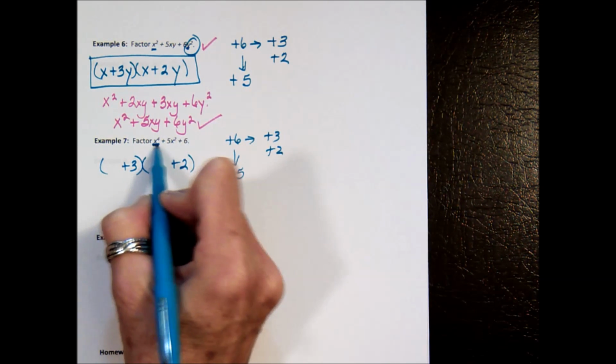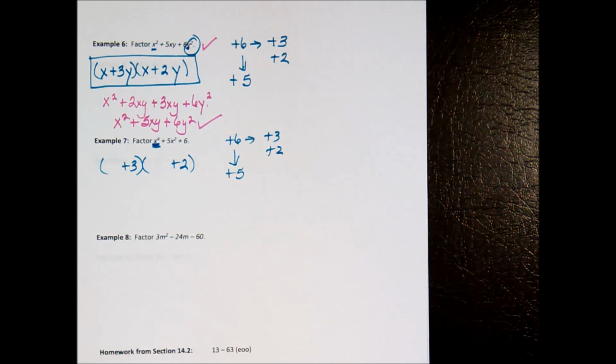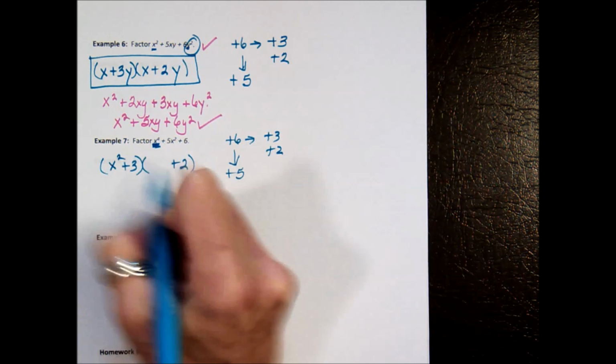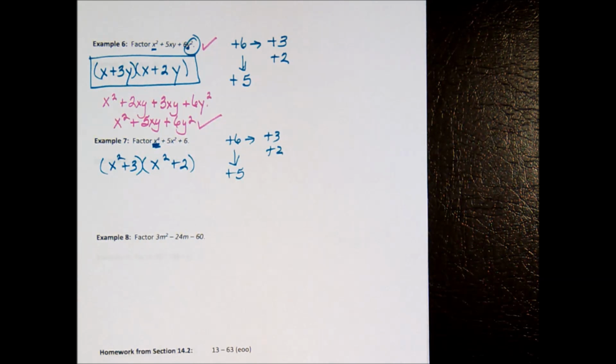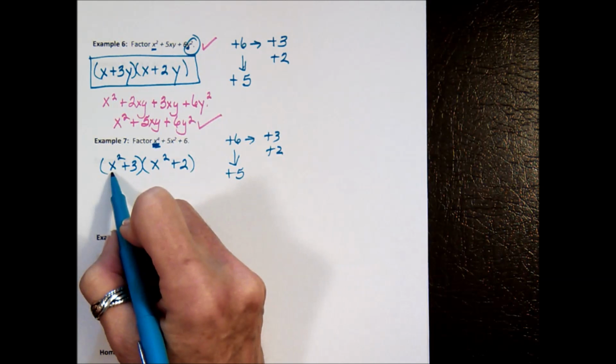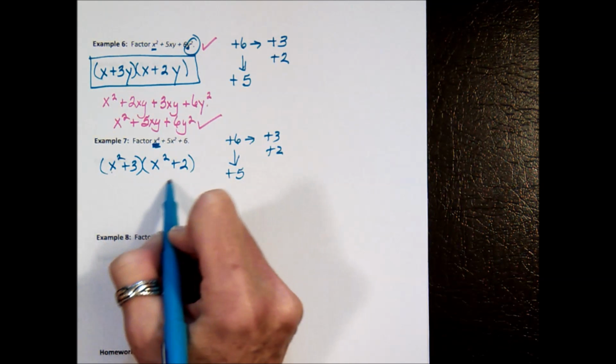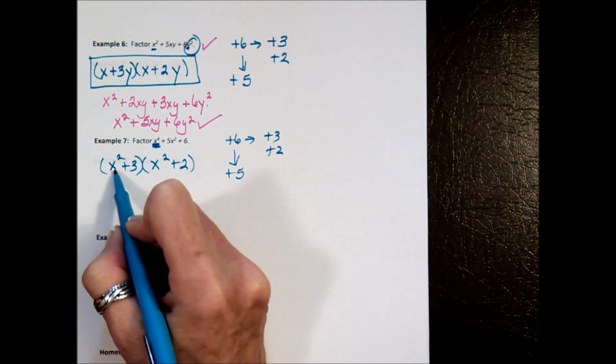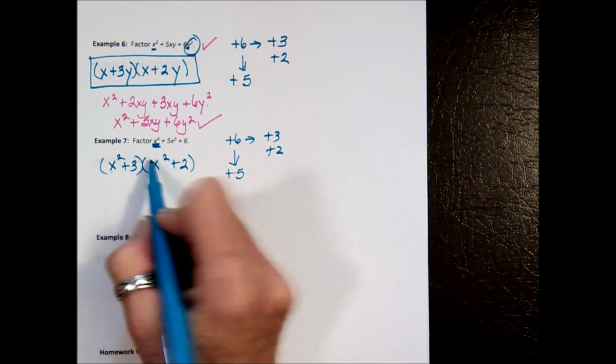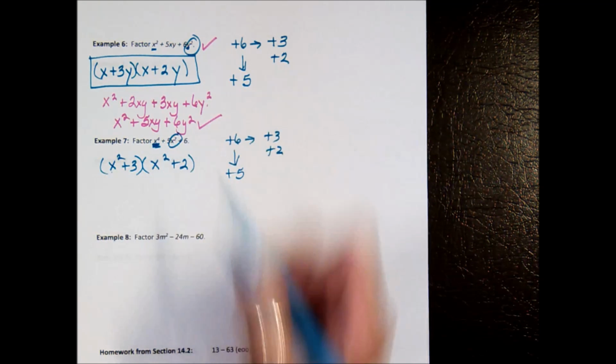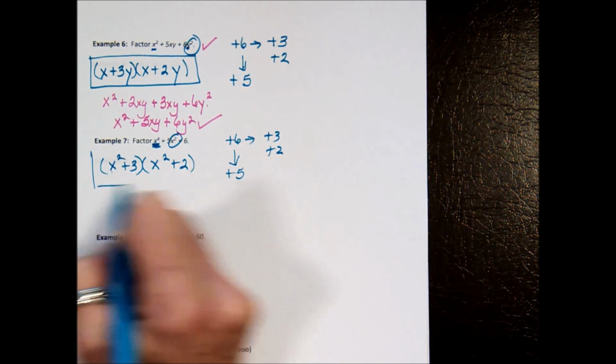But how do I get an x to the 4th on my first term? It's when I take x squared times x squared. So that one's a little different that way. And also then when I multiply, my outside is positive 2x squared, my inside is positive 3x squared. So that's going to take care of that middle term also. So just a little idiosyncrasy.